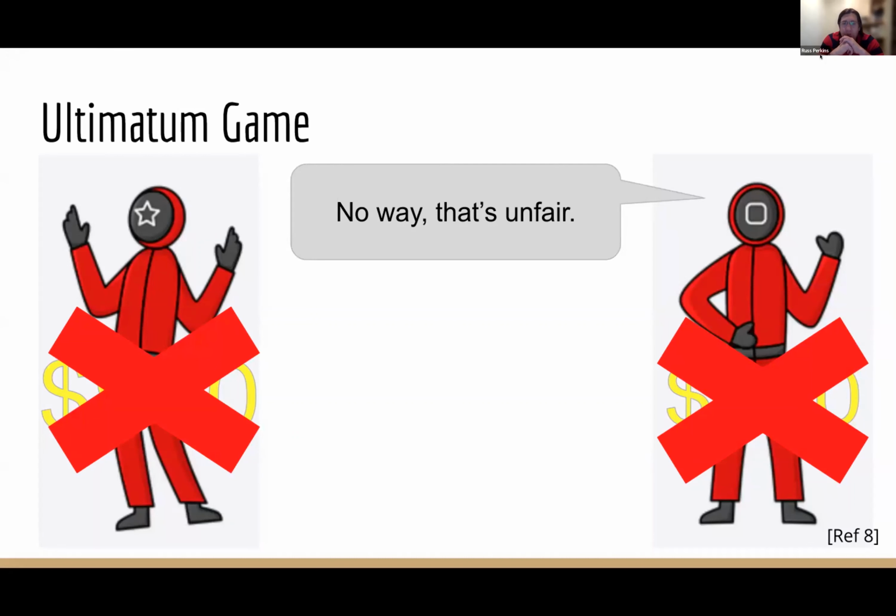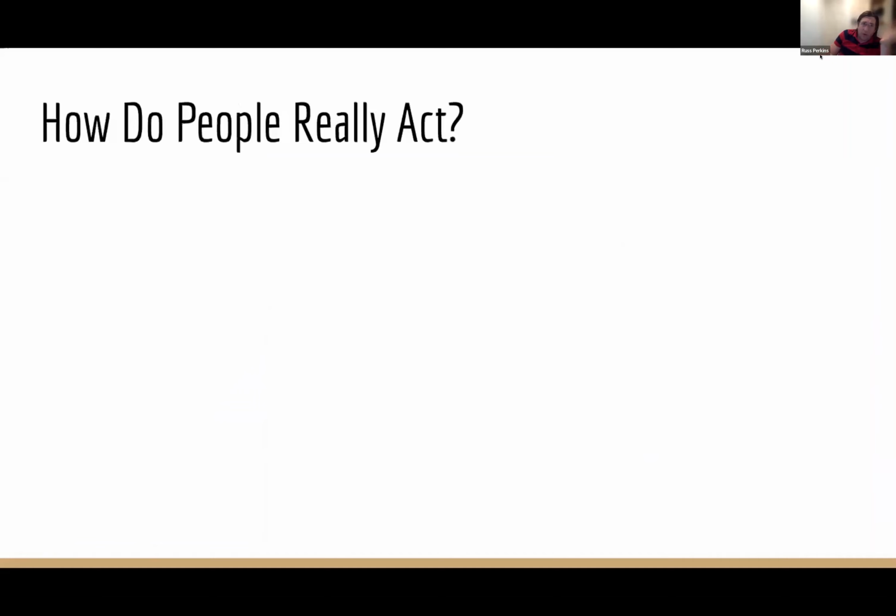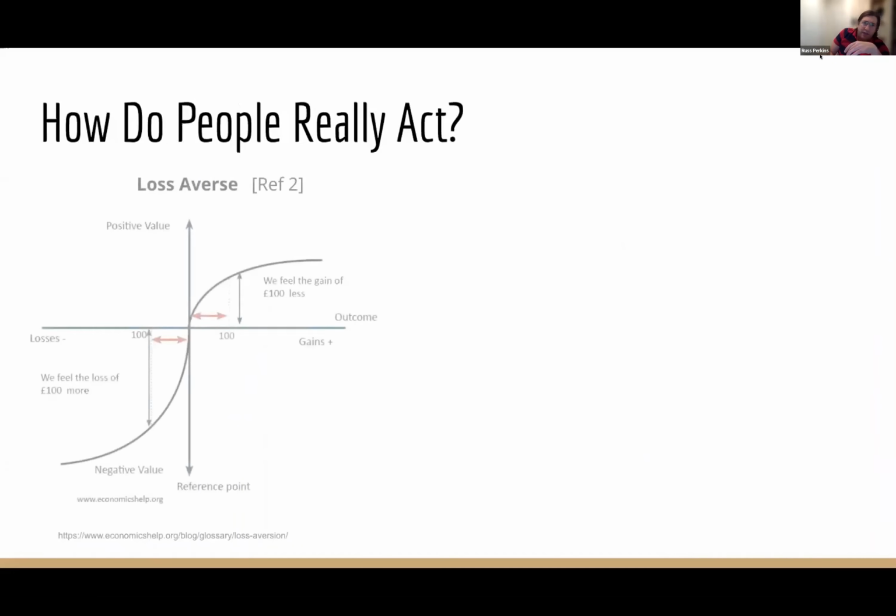So even though utility theory says that Mr. Square should take that $100, he doesn't, because it's unfair, right? So it's not a rational decision. And so why do people make decisions like that?